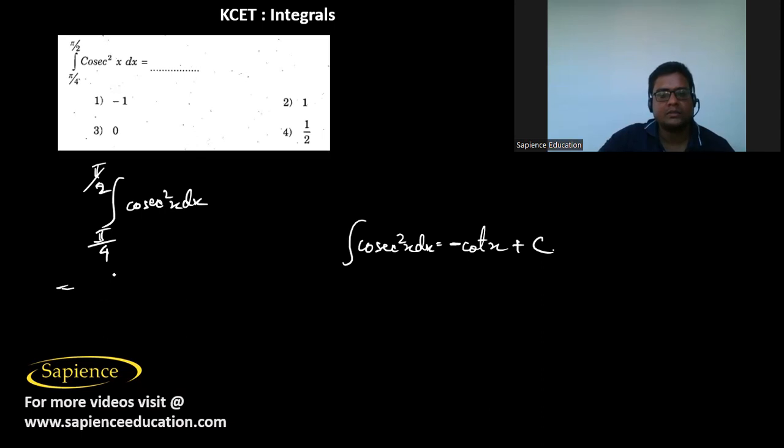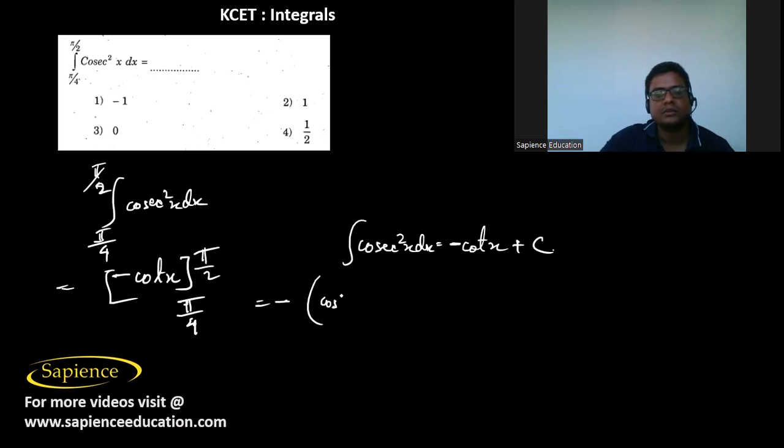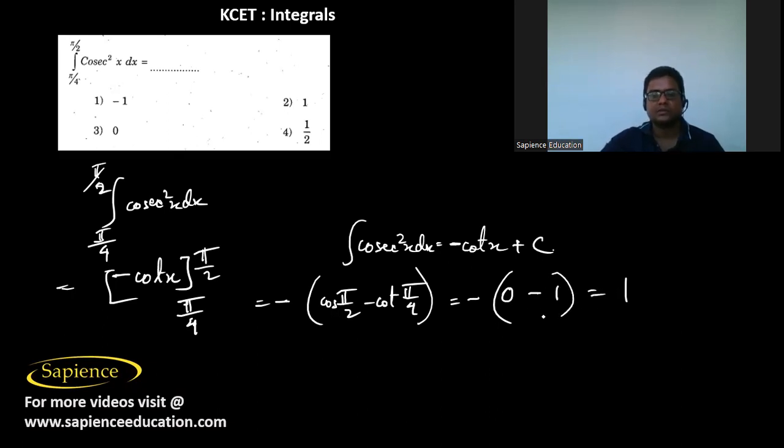So this will be minus cot x, and that will go from pi by 4 to pi by 2. So minus will come outside, and this will be cot pi by 2 minus cot pi by 4. Now cot pi by 2 means cos pi by 2 by sin pi by 2, that is 0, minus cot pi by 4 which is 1. So this is minus 1. Minus of minus 1, that is 1. So option 2 is the correct answer.